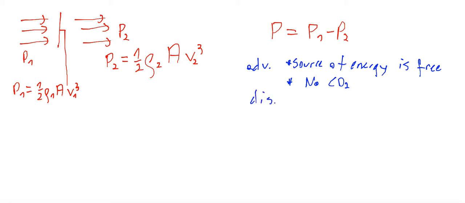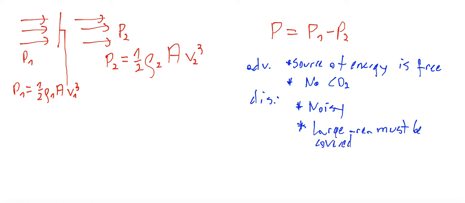Okay, and disadvantages are noisy. Yes, this is disadvantage. Okay, you can write kill birds, but you don't need to write this. It's also disadvantage. Okay, another disadvantage is that a large area must be covered to obtain sufficient amount of energy. So we need a lot of windmills on large area to produce sufficient amount of energy. Okay, and of course third disadvantage, it depends on the weather.